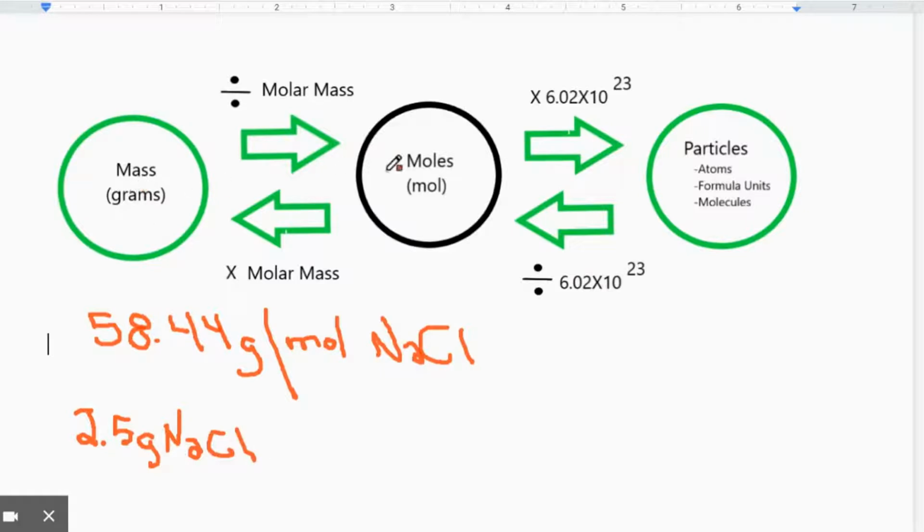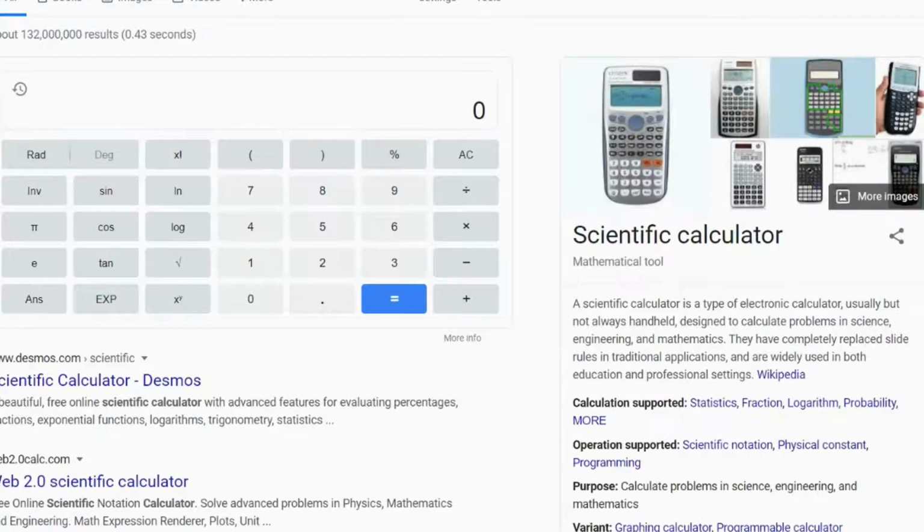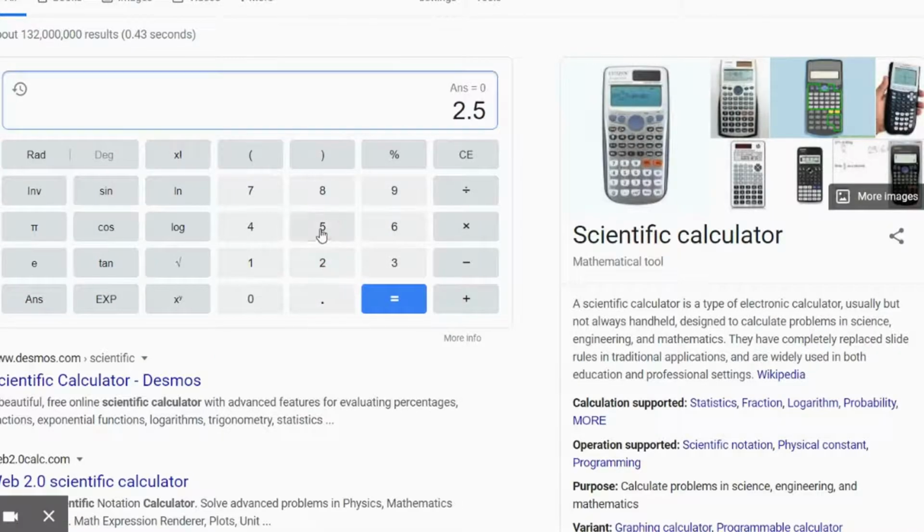Now, I need to go from grams to moles before I can go to particles. So I'm going to divide by the molar mass, 58.44 grams per mole. So I'm going to go to my scientific calculator and do 2.5 divided by 58.44, and that gives me 0.4277, and so forth. I'm going to write down 0.042778. I'm only going to go out so far.